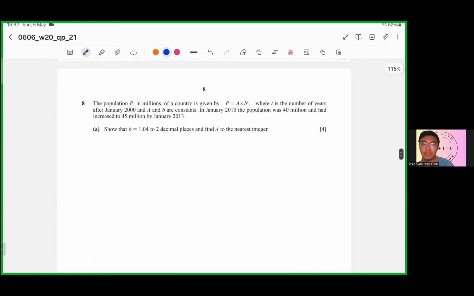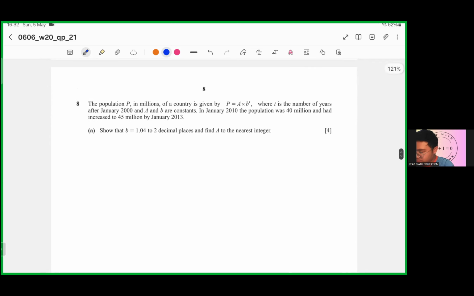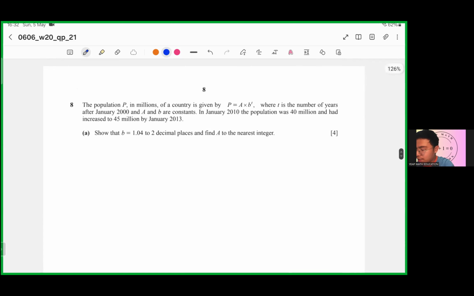Now we look at the next question. Question 8. The population in millions of a country is given by P equals A multiplied by B to the power T, where T is the number of years after January 2000, and A and B are constants. In January 2010 the population was 40 million and had increased to 45 million by January 2013. For question A, show that B equals 1.04 to 2 decimal places and find A to the nearest integer.